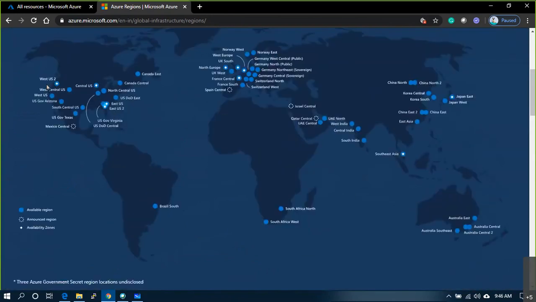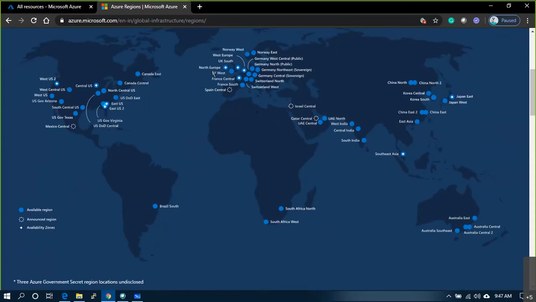So if you look at it, each blue circle represents one of the regions where their data centers are up and running, and the dotted ones, the announced regions, mean they're still working with the countries or still building things or getting things ready to spin up new data centers. You call them regions in those respective areas. And there is another component called availability zones. What is it?